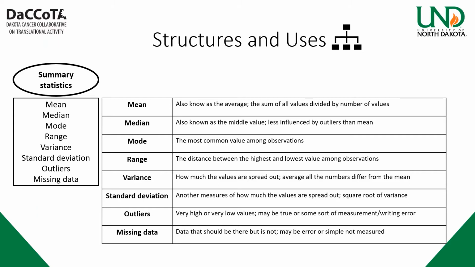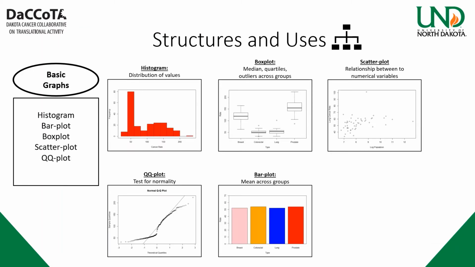Outliers are very high or very low values. They can be true, like measurements, or they can be some sort of error, like you forgot to add a decimal in the number 1, so it became 10, or something like that. And missing data, it's data that should be there, but it's not. It might be an error, like you forgot to enter the number in, or you simply couldn't measure it for that observation. Now here are some graphs.